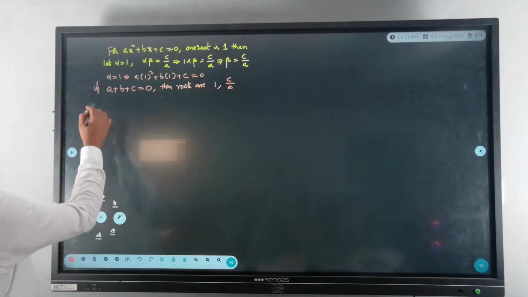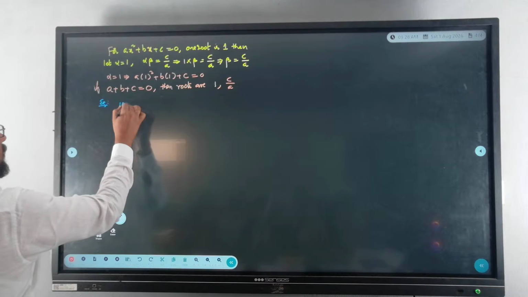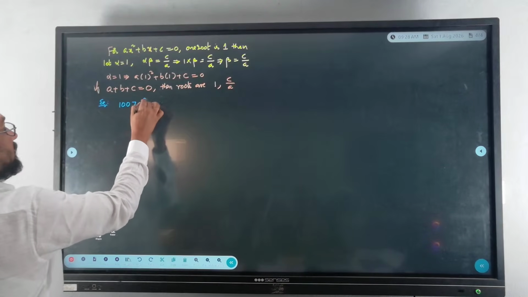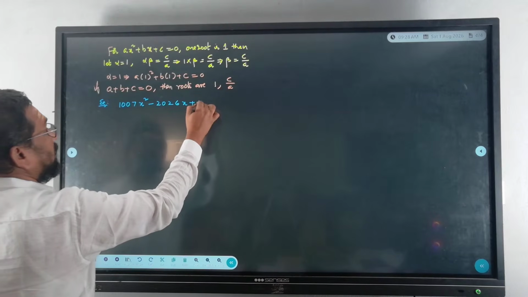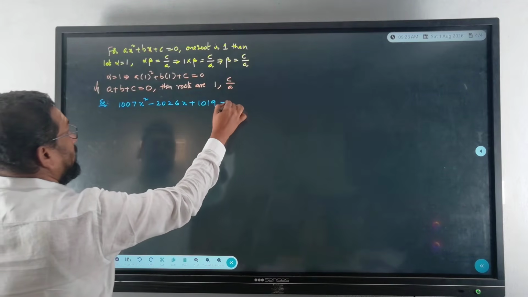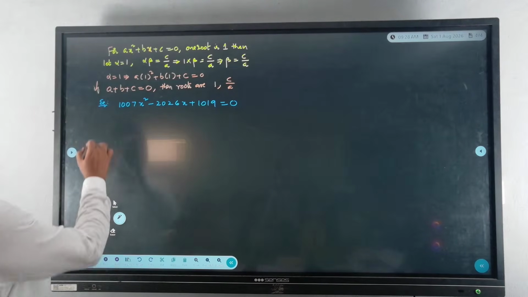For example, 1007x square minus 2026x plus 1019 equal to 0. What are the roots?